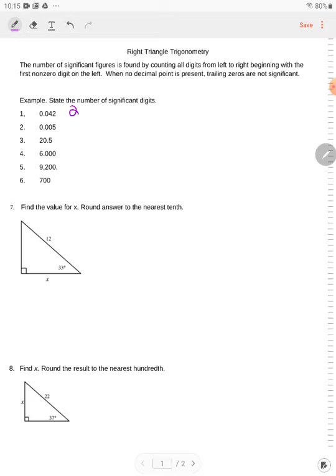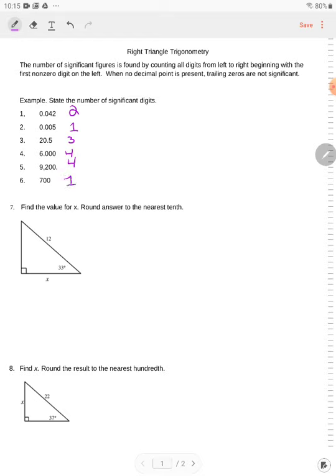digits. The number that starts with 5 has 1 significant digit. The zeros in between must be counted: 1, 2, 3 significant digits. The 6 with a point, 0, 0, 0, has 4 significant digits. Notice the point can be between the 6 and the zeros or at the end of the number, and they count. So 9200 with a point implies the zeros are significant. Therefore, it's 4, and 700 is 1.